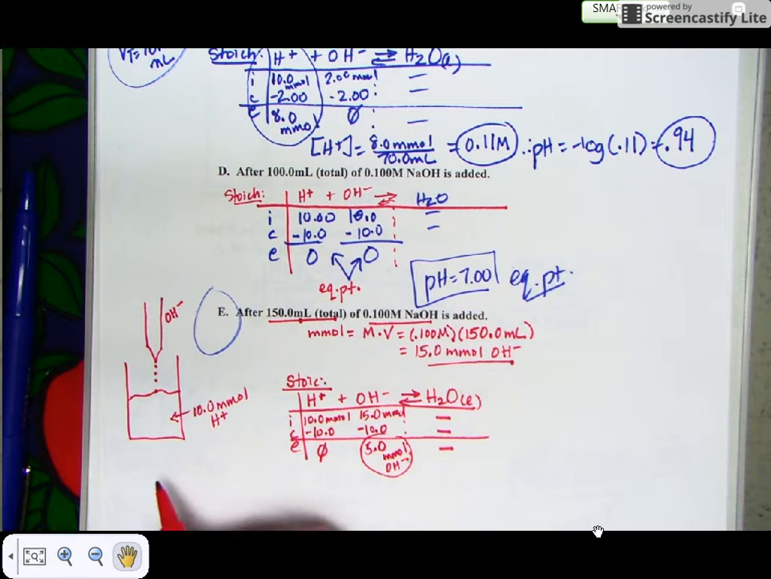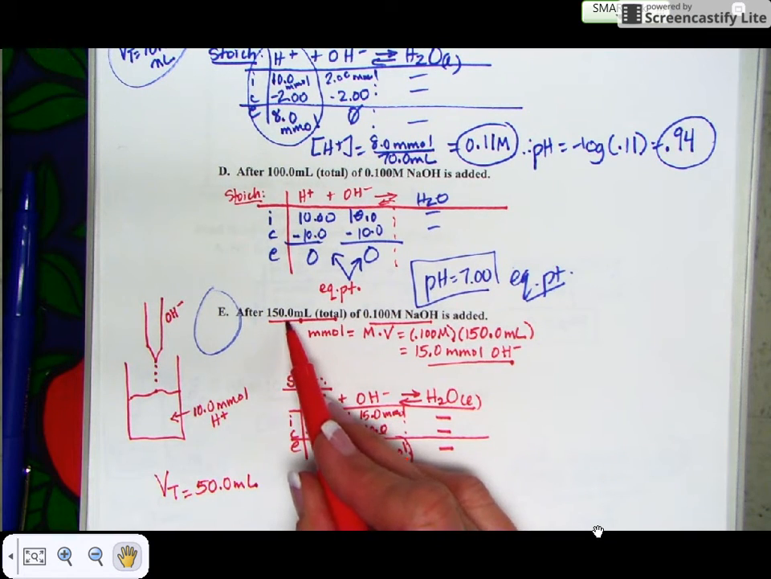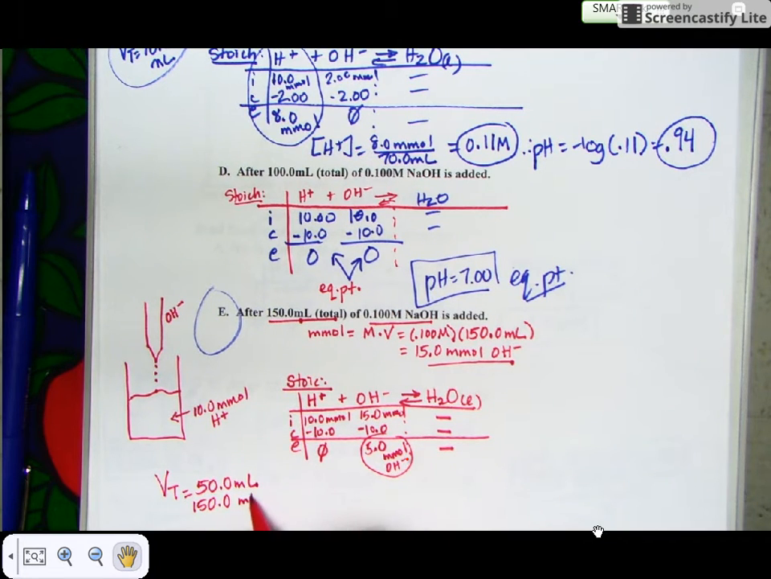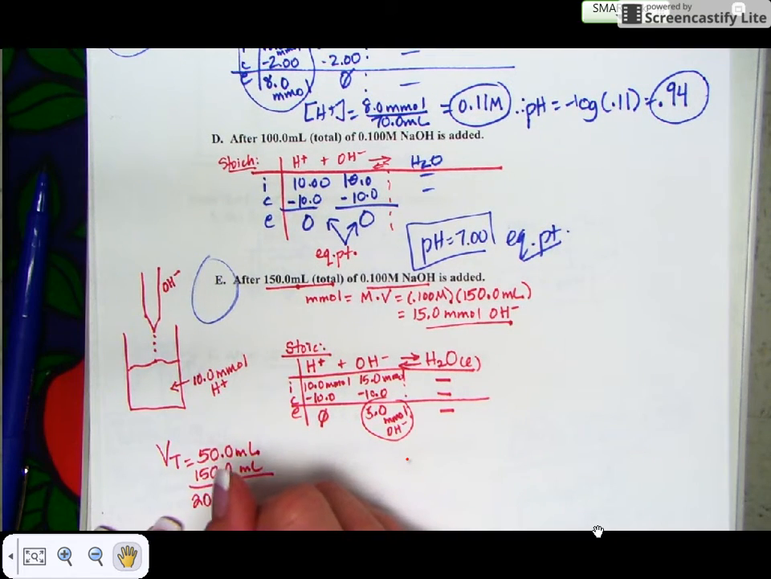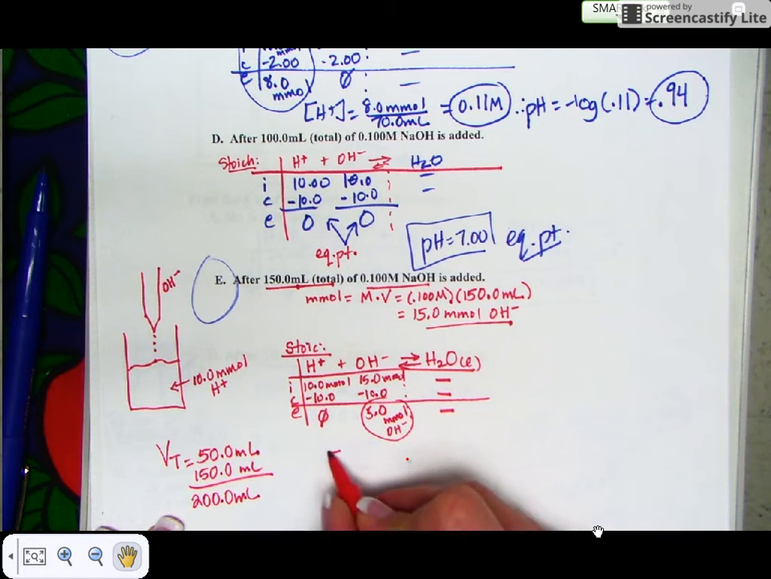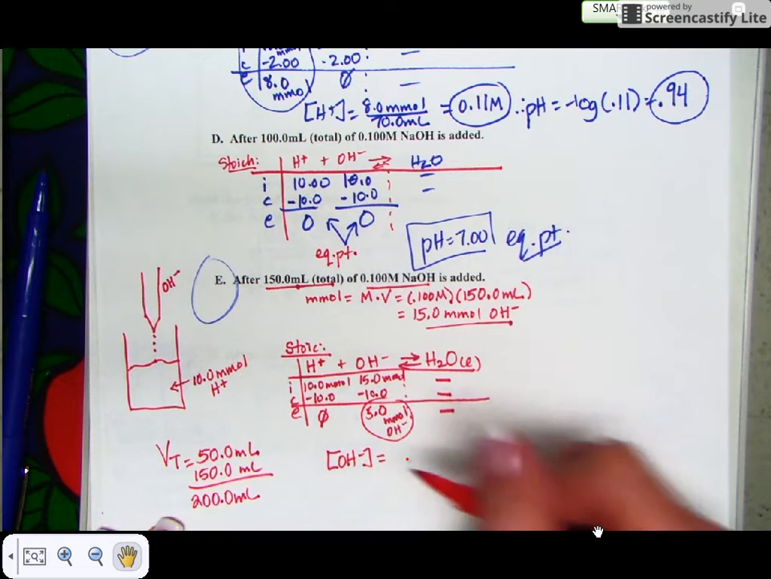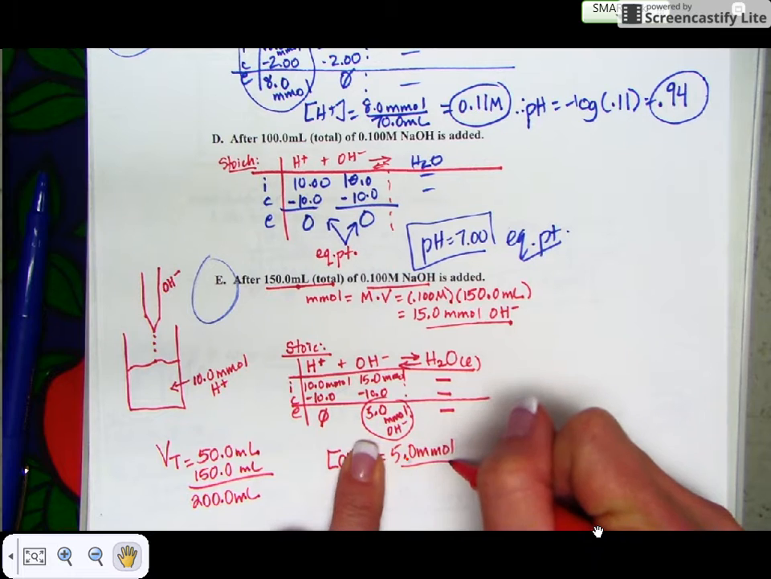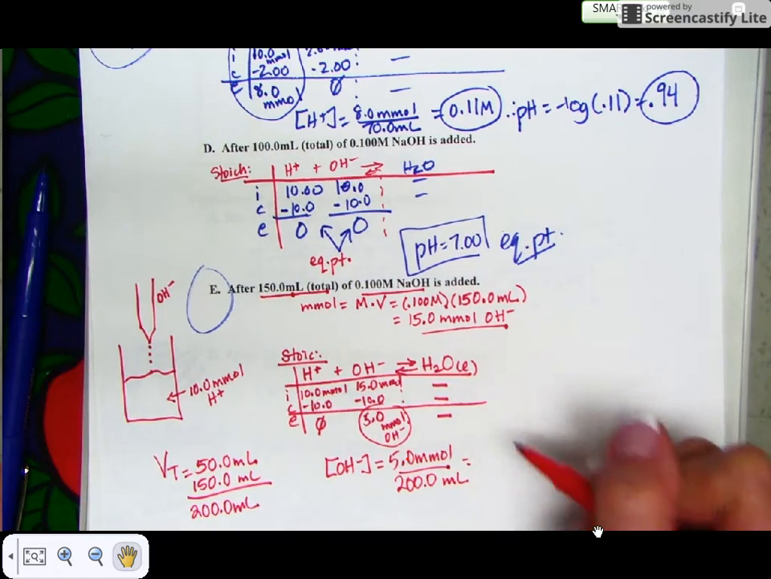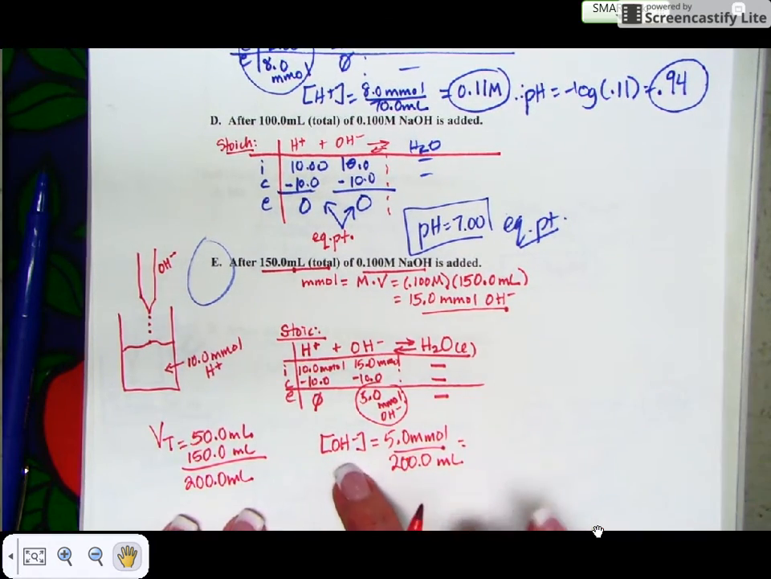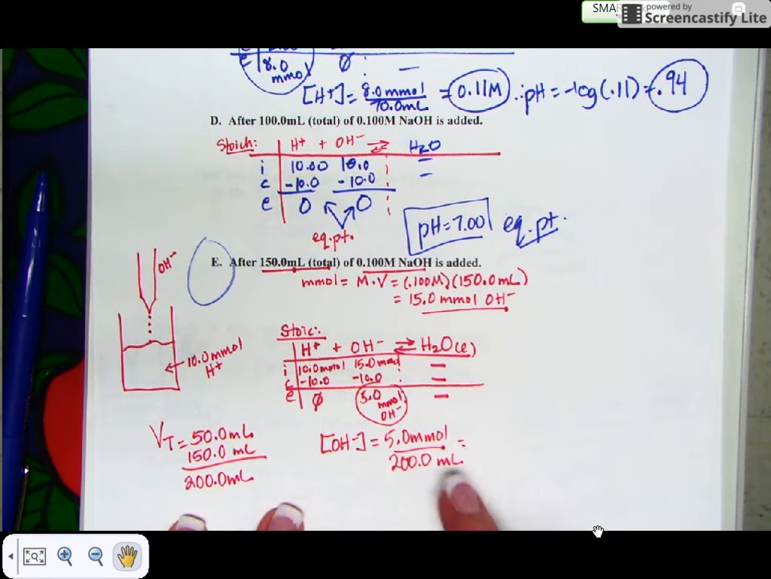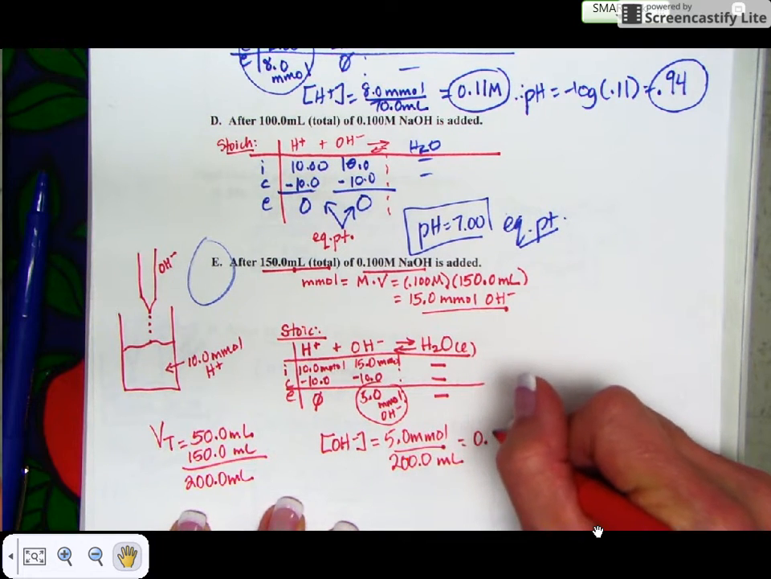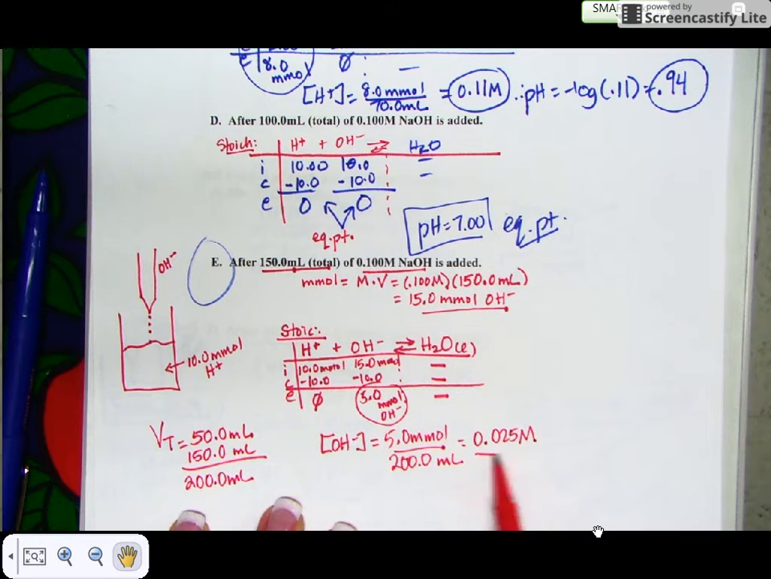All right, we still need to calculate our total volume. Remember, V total is determined by taking the volume of solution that was in the flask to begin with. We were told that to begin with, we had a total of 50 milliliters of the acid solution. We just added 150 total of the base, so our new volume is 200 milliliters. Now we need to figure out the hydroxide ion concentration in this flask. We take the 5.0 millimoles and divide by the 200 milliliters, and this time we're finding the concentration of hydroxide ion. When you divide, the concentration is 0.025 molar, and that is the concentration of hydroxide.